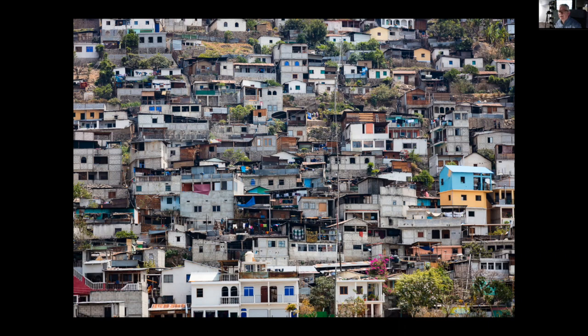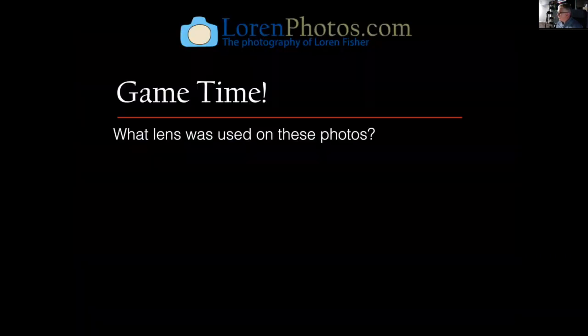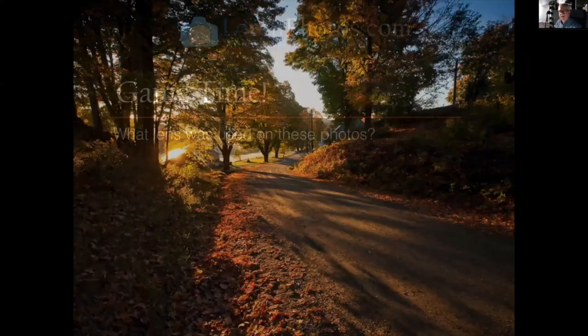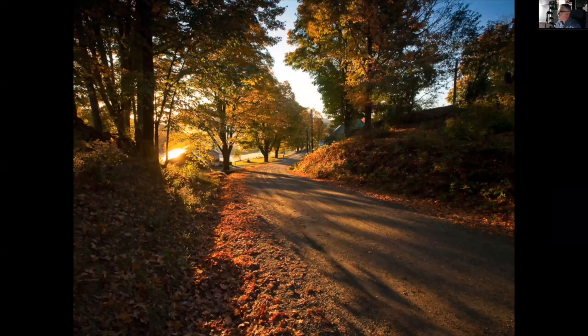Okay, game time. So we're going to play the game of what lens was used on these photos. Based on that foreground background relationship, tell me what lens was used, telephoto or wide angle? Wide angle. Why? Because the road's much bigger in the foreground than the background, right? It gets smaller as it goes away really fast.